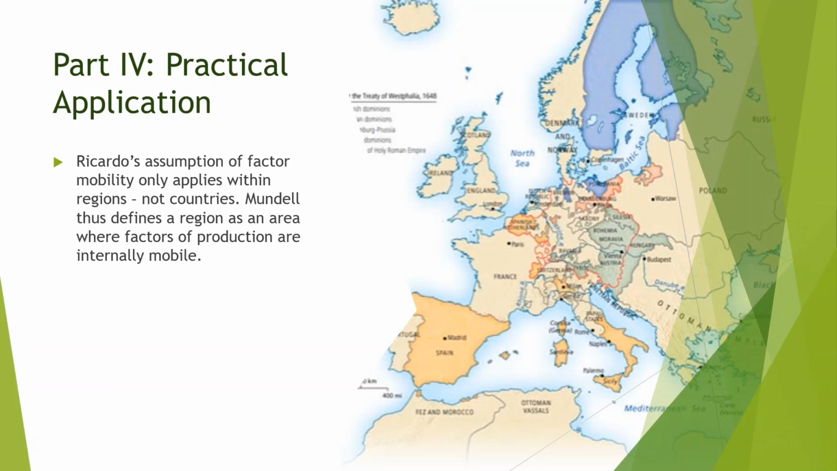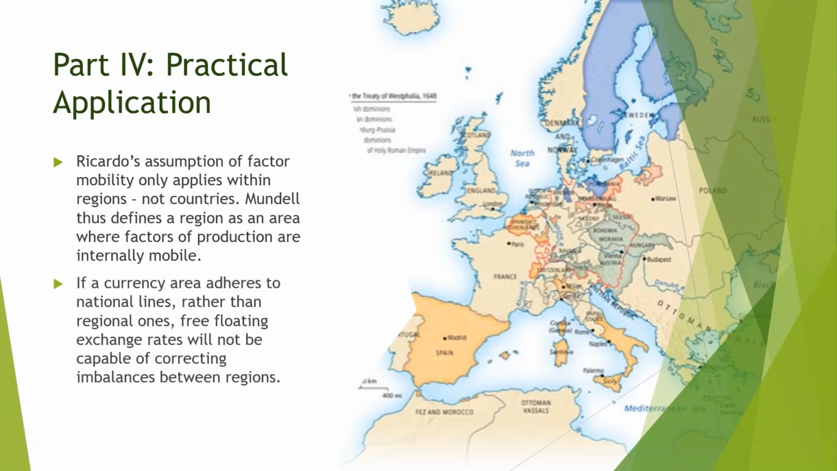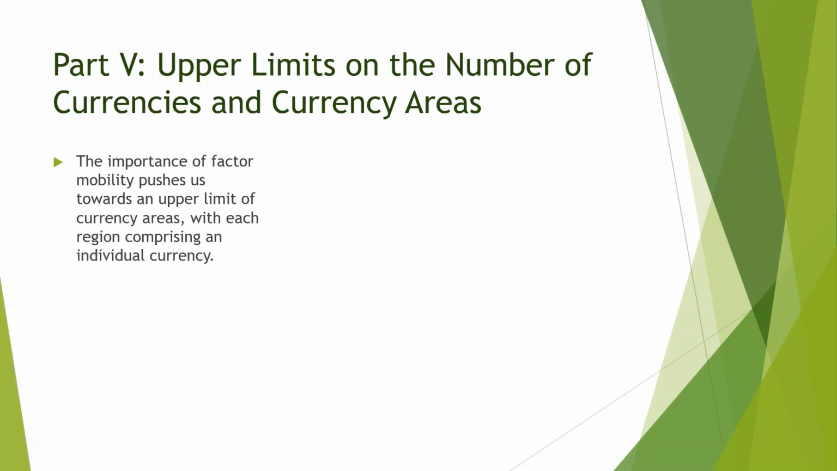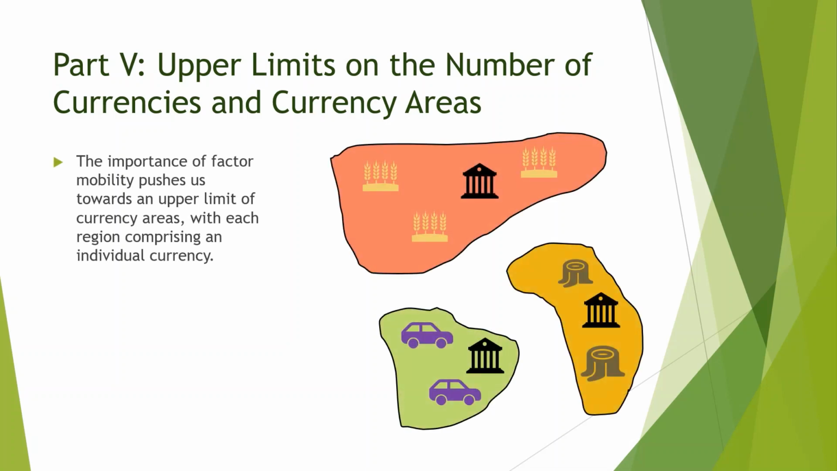Importantly, Mundell here is defining a region as an area with internal factor mobility. If a currency area adheres to national lines, as it normally does, rather than regional ones, a floating exchange rate regime will not be capable of correcting trade imbalances. Mundell thus shows that the importance of factor mobility pushes us towards maximising the number of currency areas, arguing that each region should, ideally, have its own currency.